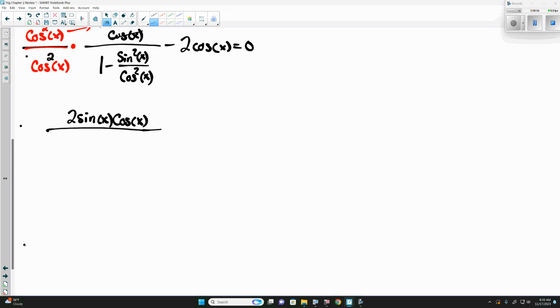Now, the denominator, we can multiply through by the cosine squared. Cosine squared times 1 is just cosine squared of x, minus cosine squared and cosine squared cancel, leaving us with sine squared of x, minus 2 cosine of x is equal to 0.